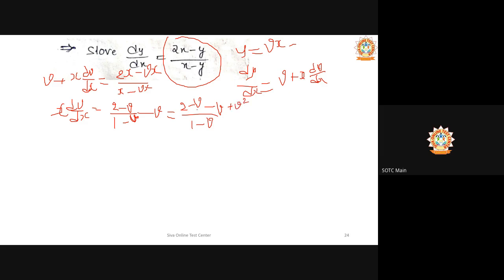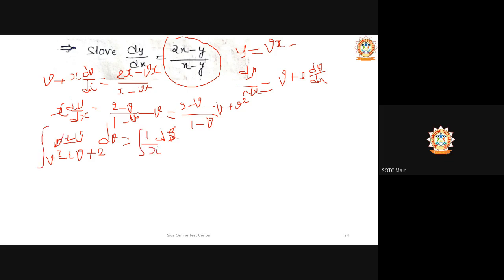Now if you see, on this side all the variables are v and this side x is there, so you can separate the variables. Send all the v to that side and x to this side. 2 minus v becomes minus 2v. You can rearrange it like 1 minus v divided by v square minus 2v plus 2, into dv is equal to, with dx coming to this side, 1 by x. Now apply the integration.